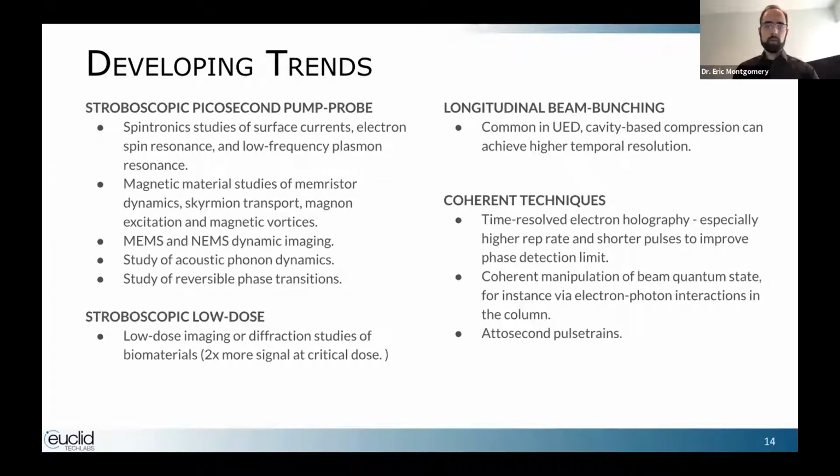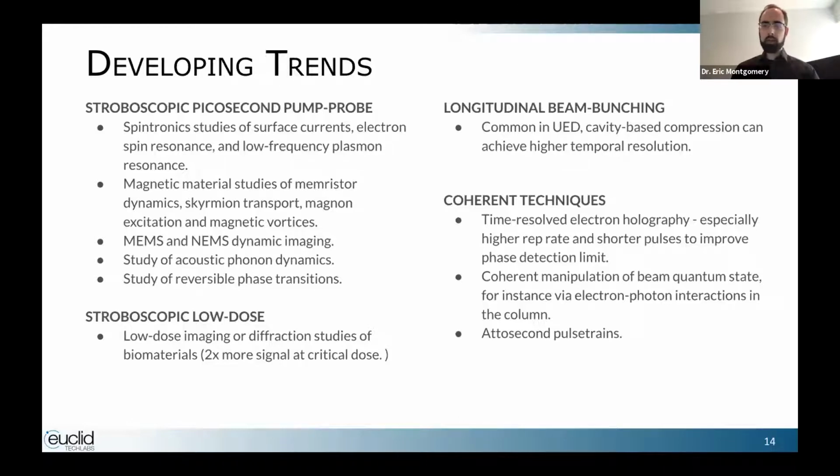Stroboscopic low dose is an exciting area as well, and I'll show in the next slide, the application slide, that you can get 2 times more signal for the same critical dose, or you can double your critical dose, is another way of putting it. And the longitudinal beam bunching is another area developing. It's already common in ultrafast electron diffraction on large particle accelerator facilities, but you can do cavity-based, RF cavity-based compression to achieve higher temporal resolution, shorter pulses than are coming from the gun at the cost of wider energy spread.